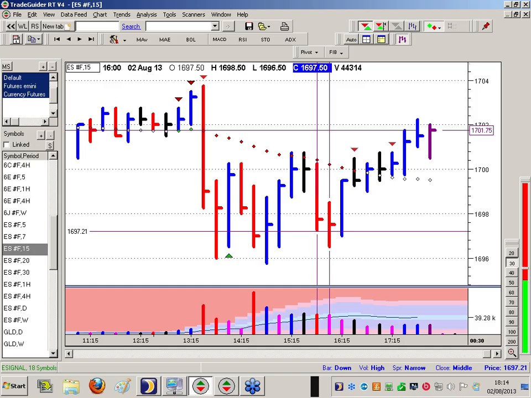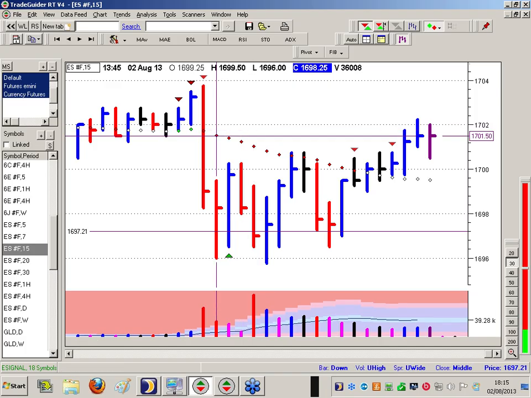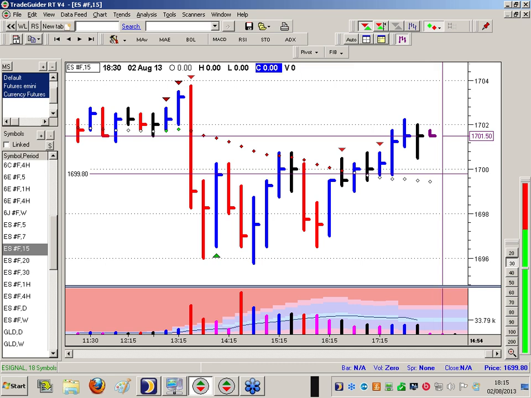This is the 15-minute future of the S&P. Tom's going to comment on this. On the base here, there was a little bit of buying. That's why it went up, look. Right, there's a sign of strength here.